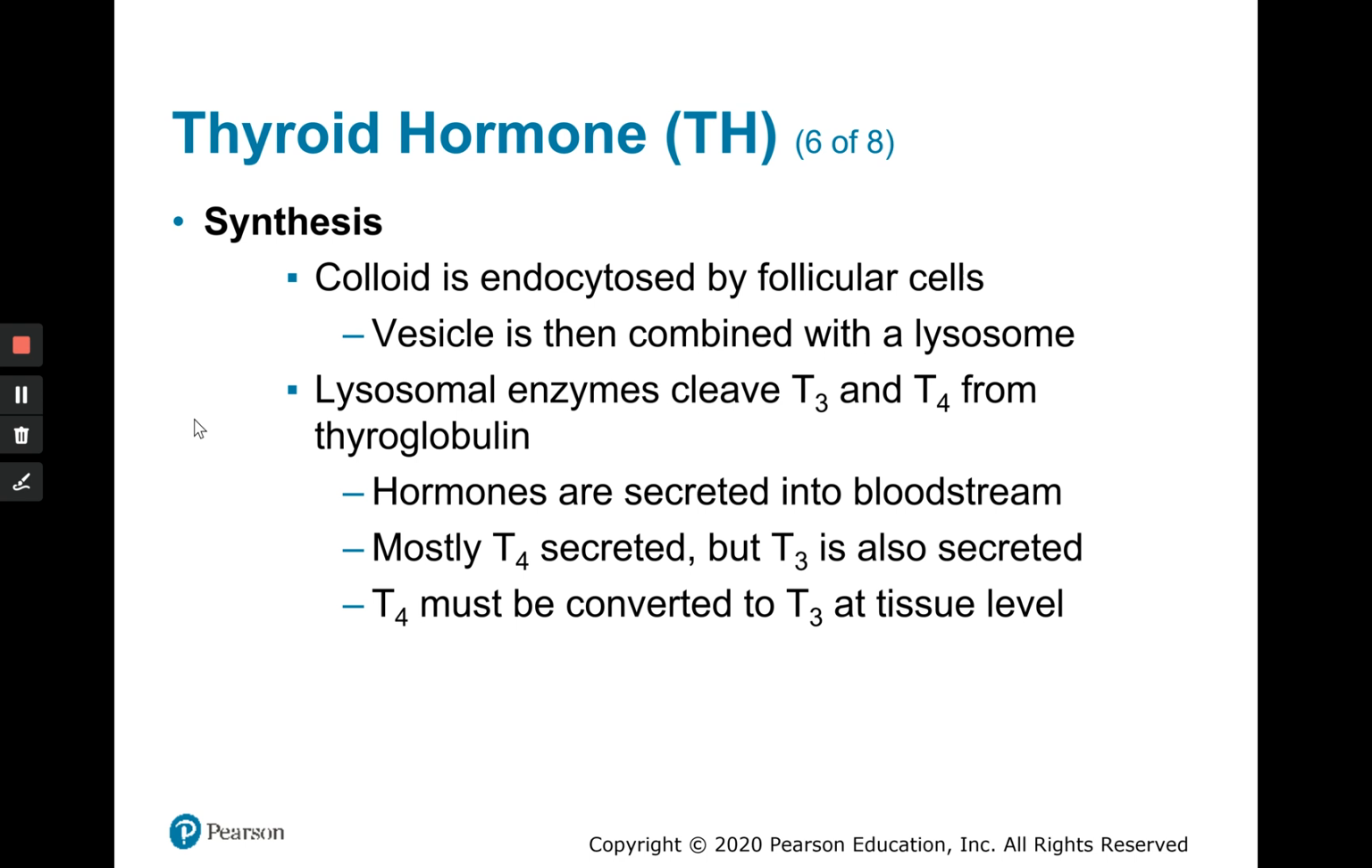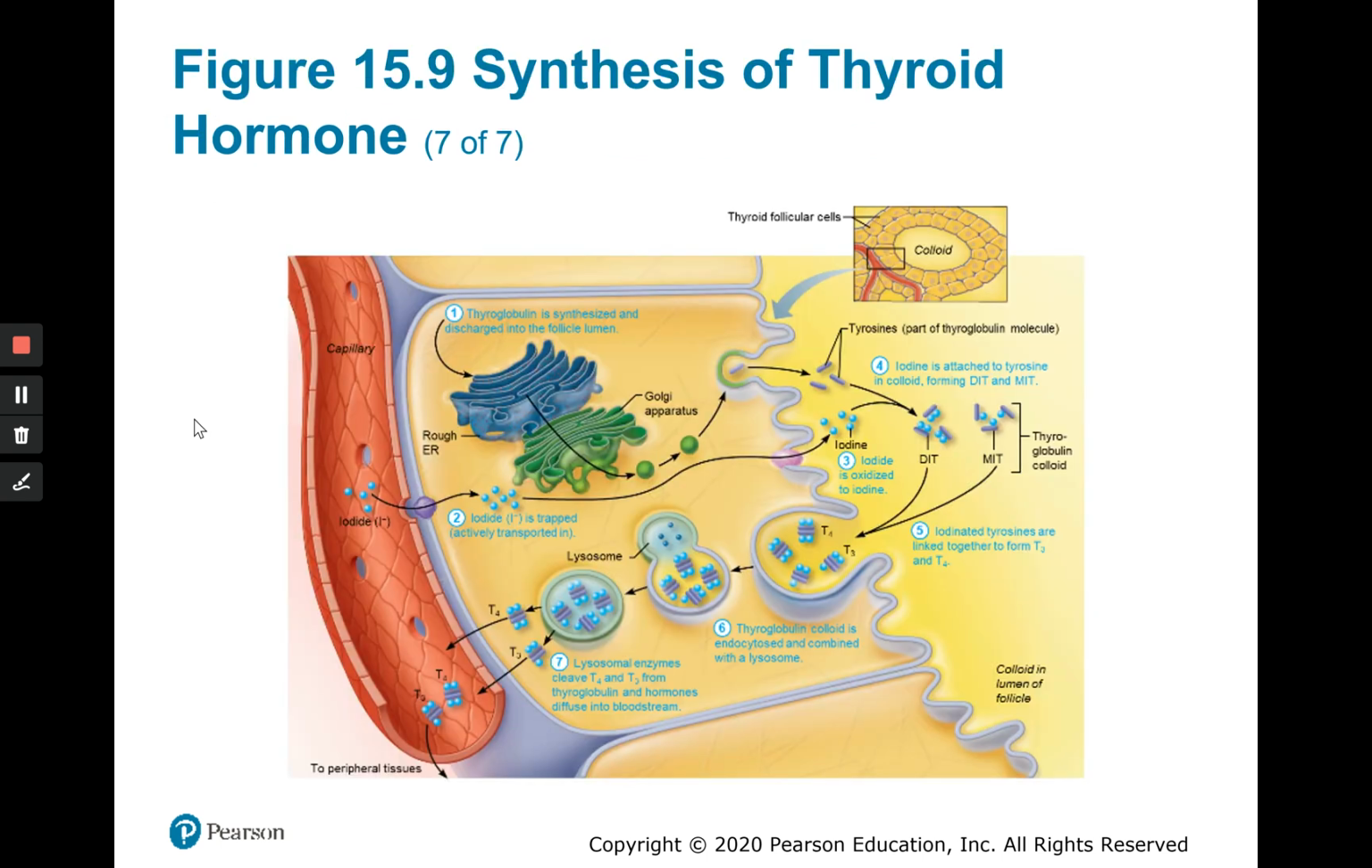So again, the most abundant secretion for the thyroid gland is going to be T4 over T3. So it's mostly T4 secreted, but T3 is also secreted, just not in as much abundance. But T4 therefore has to be converted to T3 at the tissue level because T3 binds 10 times better than T4 on peripheral tissues. So here are those 7 steps.